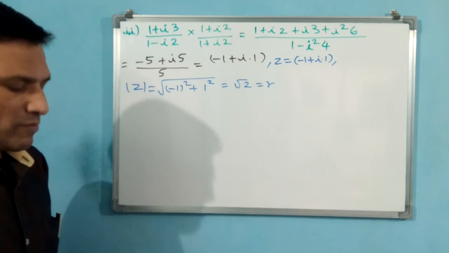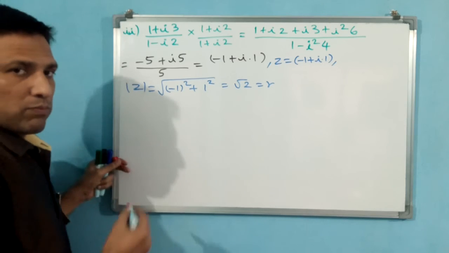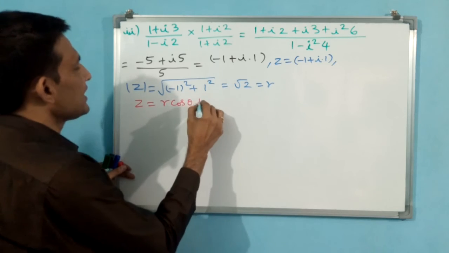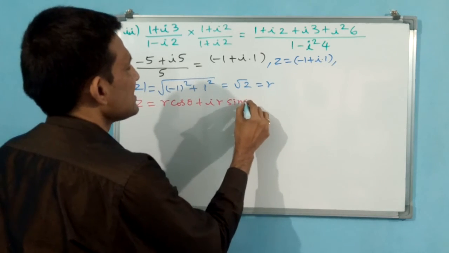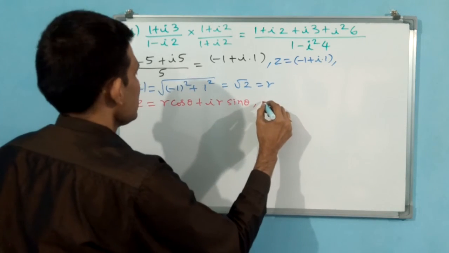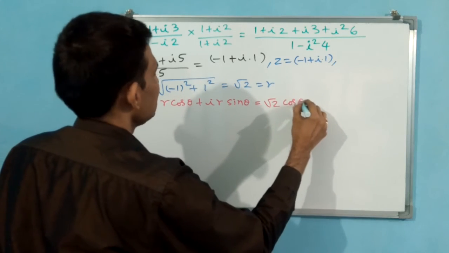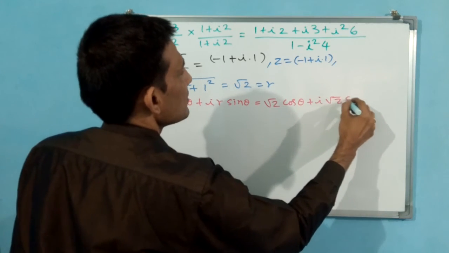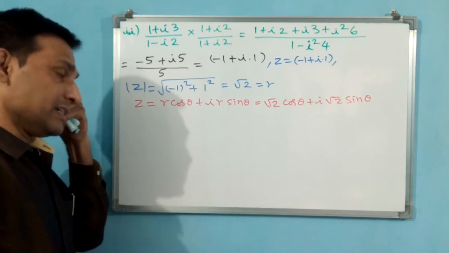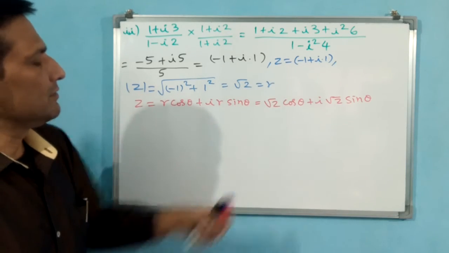Modulus you have. You want argument. To find argument, first write in polar form, generalized form. Generalized polar form: Z is equal to R cos theta plus I R sin theta. R you know, root 2. Again you write, that is equal to root 2 cos theta plus I root 2 sin theta. Until now you know this. But root 2 cos theta value is how much? This one, minus 1.